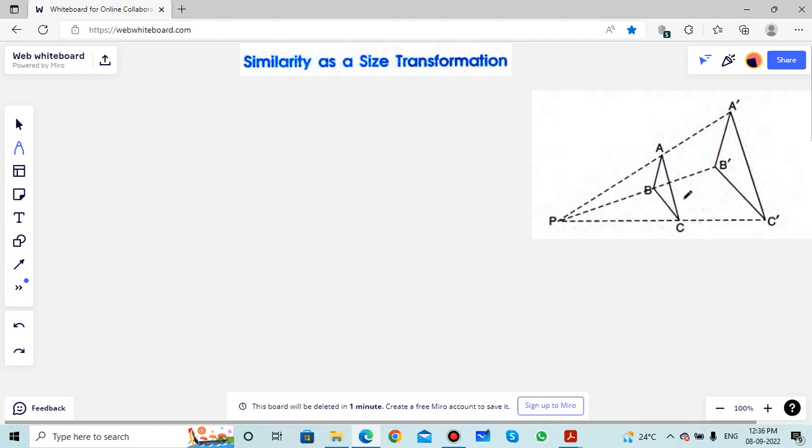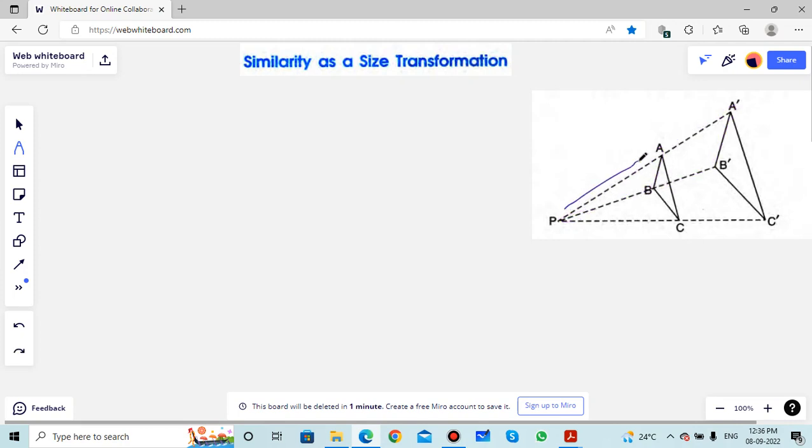So let's do this. Does it not form a triangle PAB here? Can you see? PAB. Does it form a triangle? Yes. Does it form another triangle here, PA dash B dash? Yes. If I prove these two triangles similar, then we will be able to understand that.